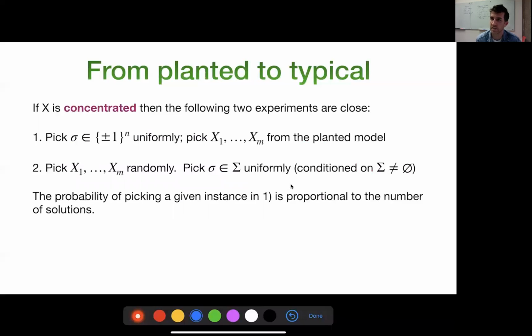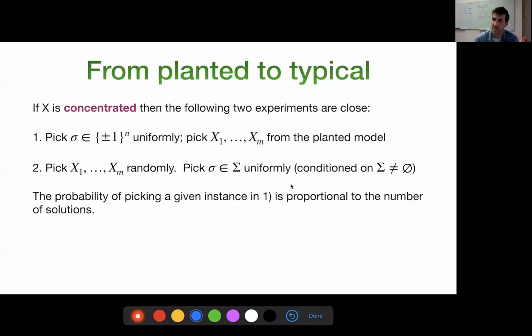Okay, and we use techniques from the random CSP literature. So the takeaway message is, if the number of solutions X is concentrated, then the following two experiments are close. Okay, and how concentrated and how close, these are related to each other. The first experiment is the planted model. Pick a solution uniformly at random, and then pick x1 up to xm with sigma as the planted solution. The second experiment is pick your disorder at random, and then pick your solution uniformly from the solution space, conditioned on the event that it's not empty.